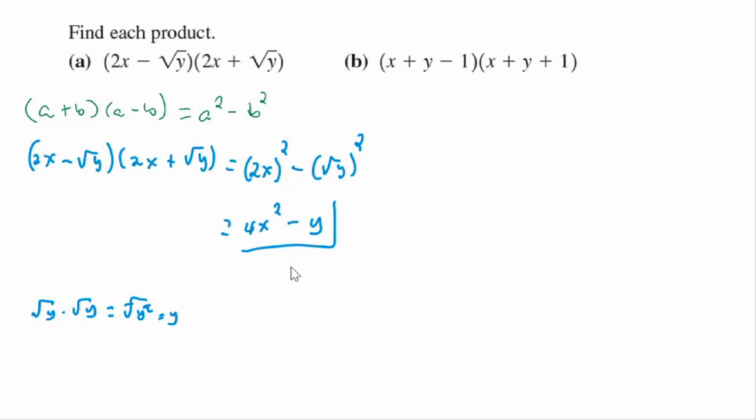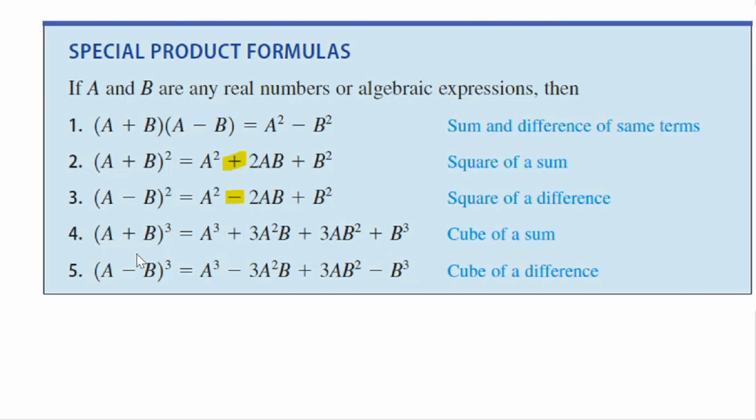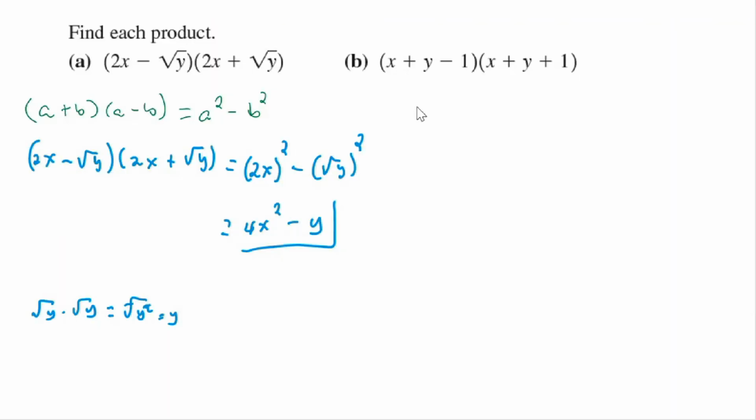Okay, now for next example, we have x plus y minus 1 times x plus y plus 1. There are three terms but we don't have exactly similar to that. But we can do something. I'm going to group this term. So this one is x plus y and x plus y are the same. So the second term now is 1, negative 1, and positive 1. So that is now similar to this. Alright? So this is now the product of sum and difference of two terms.